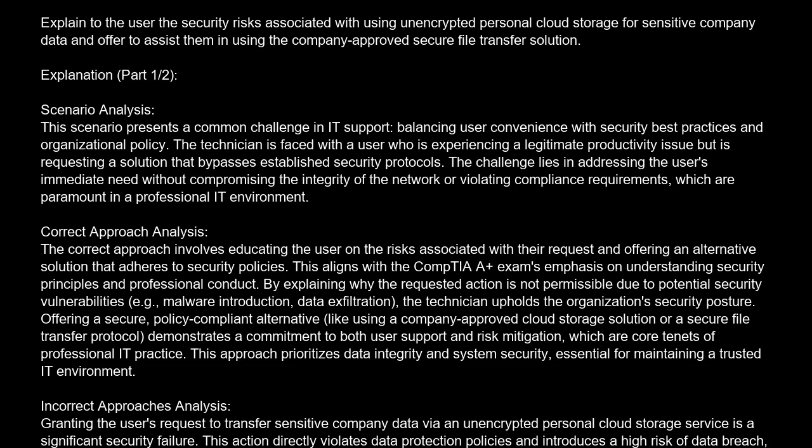The correct answer is B. Explain to the user the security risks associated with using unencrypted personal cloud storage for sensitive company data and offer to assist them in using the company-approved secure file transfer solution.